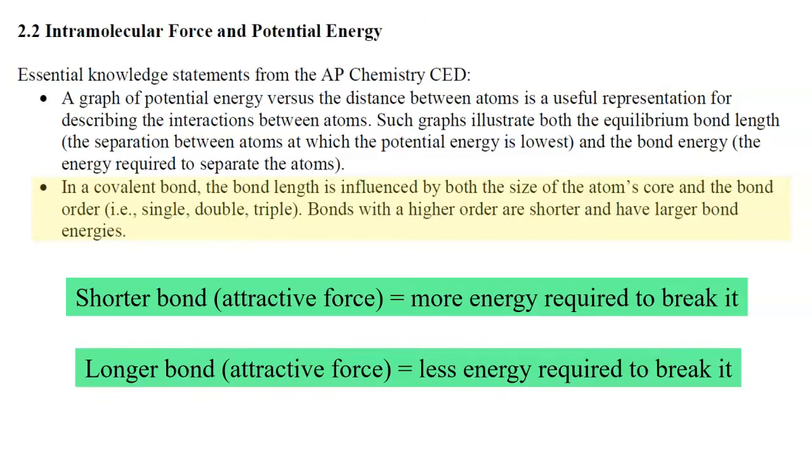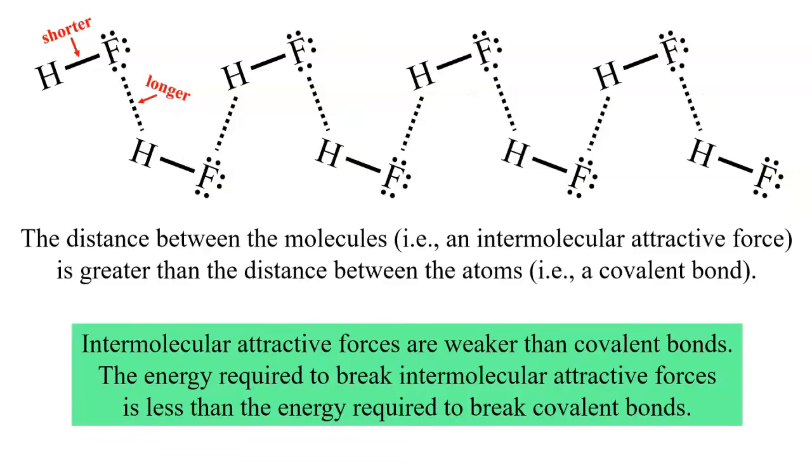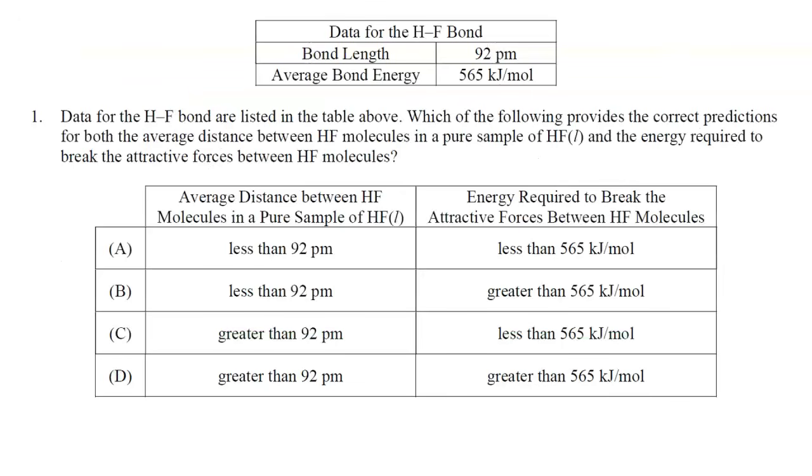So we can apply that information to topic 3.1, comparing intermolecular forces with covalent bonds. We can say that the intermolecular attractive forces in between molecules are weaker than covalent bonds. So the energy required to break intermolecular attractive forces is less than the energy required to break covalent bonds. So now we can successfully answer question 1.